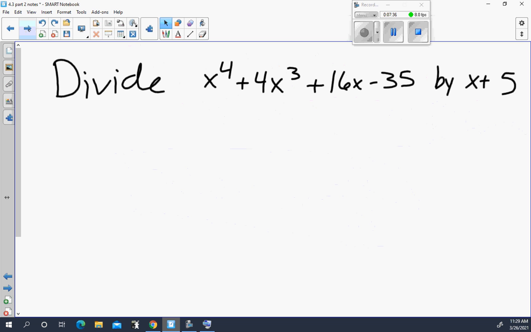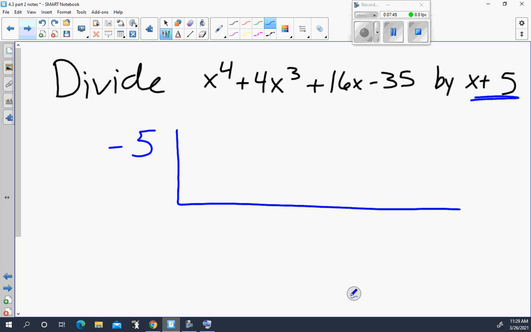Last one. Try it one more time. Again, we have a plus 5 here. So we're going to go a little quicker this time. See how quickly we can do this. We have that plus 5, so a negative 5 will be out front. What are my coefficients? Well, I have 1 x to the 4, so 1. I have 4 x to the 3rd. I don't have any x squared, so I'm going to write a 0. I do have a 16 x to the 1st, and then negative 35 goes last.